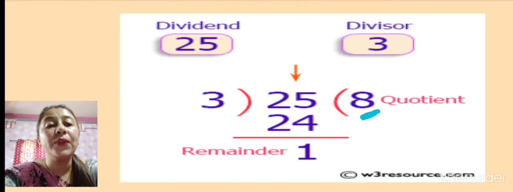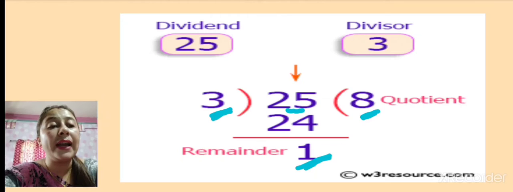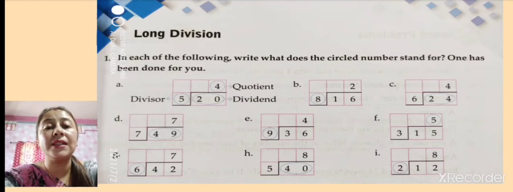Here you can see 25 is being divided by 3. So 25 is dividend, 3 is divisor, and 3 8s are 24. 8 is the quotient. When we subtract, we know that 25 minus 24 is 1. So this 1 will be the remainder. Hope it is clear to you. The largest number in the sum, which will be divided, is the dividend. The number which will divide the dividend is known as divisor. The answer we get is known as quotient, and the leftover after subtracting is known as remainder.